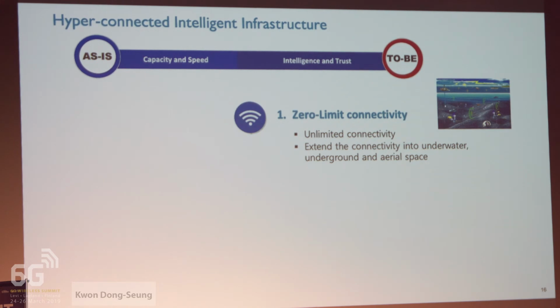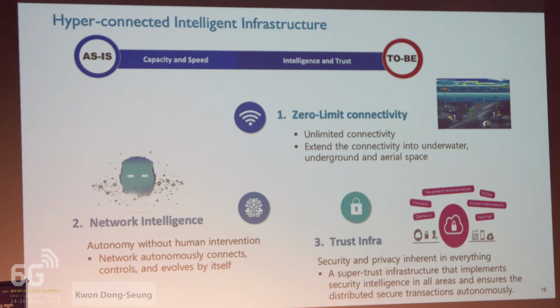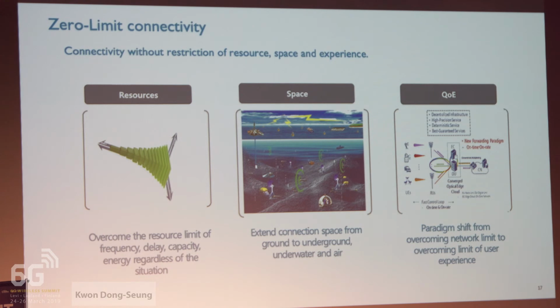So zero limit connectivities. Second is network intelligence issues. Third topic is trust infra. It's a concern about the trust issues. Maybe we want to overcome the resources and spaces and experiences. It's a focus on the space in there. Maybe underground, underwater, and the aerial spaces, we have to find out solutions. And third topic is the QoE concept, which is a very, very important issue, not the QoS issues.